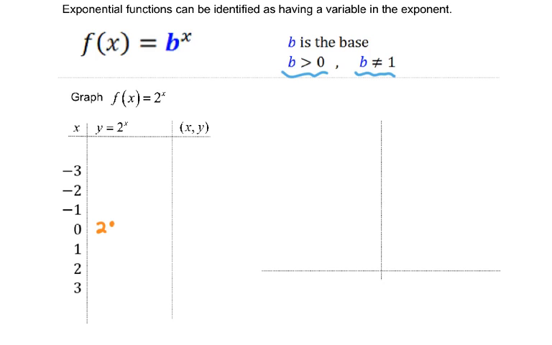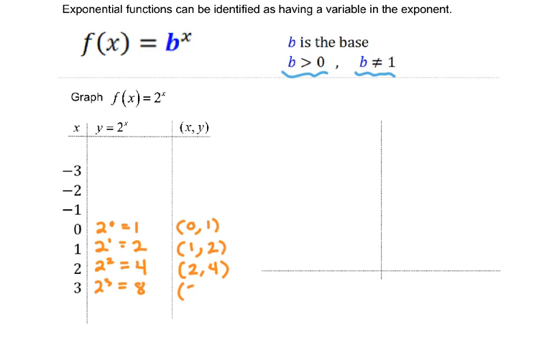So 2 to the 0 equals 1. So that means if I plug in 0, I get out 1. 2 to the first is 2. If I plug in 1, I get out 2. 2 squared is 4. Plug in 2, get out 4. And 2 cubed is 8. So when I plug in 3, I get out 8.